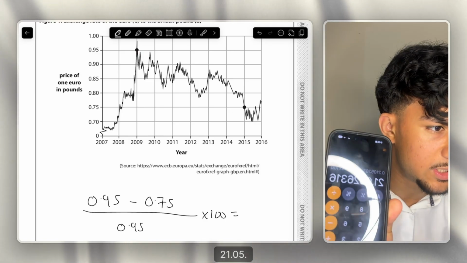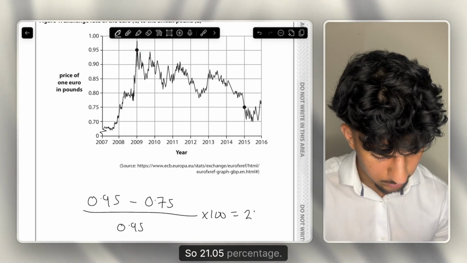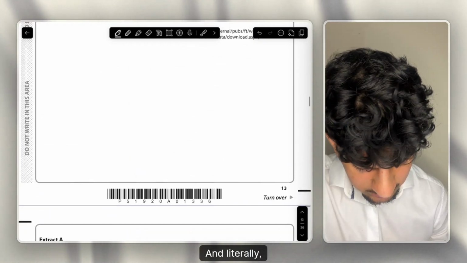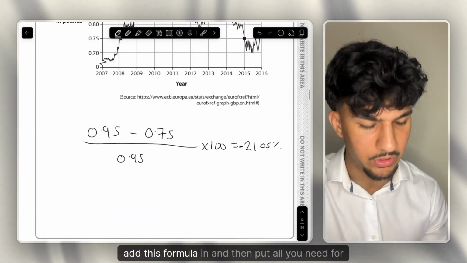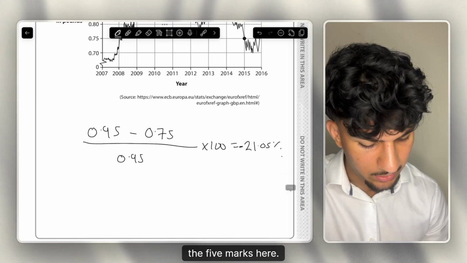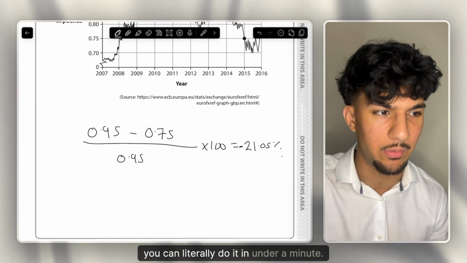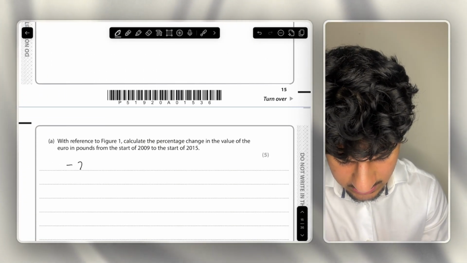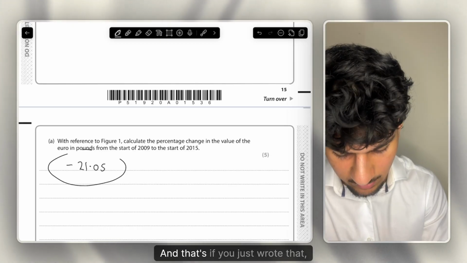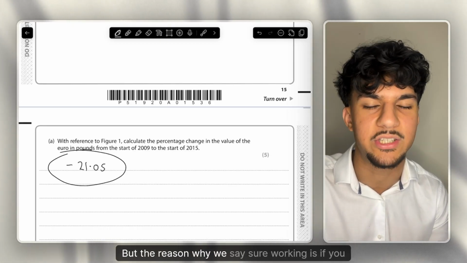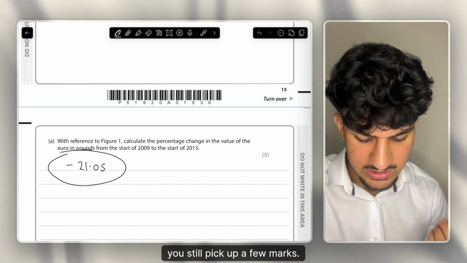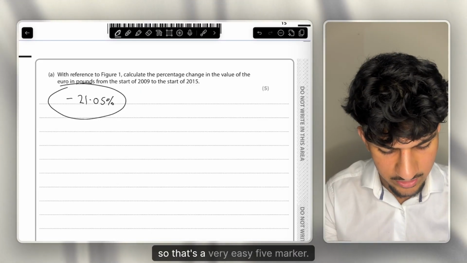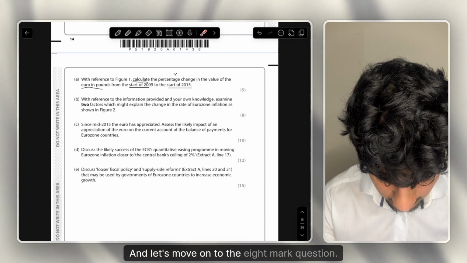And that has given me 21.05, so 21.05%. Like I said, since the pound is depreciated, it's a negative sign. I would of course add this formula in, but all you need for the 5 marks here, and this is why you can literally do this 5 mark question in under a minute, is the answer: the percentage change is 21.05, and that's if you just wrote that, nothing else. The reason we say show workings is that if you get it wrong, you still pick up a few marks. But as long as you do that, and of course the percentage sign, you would pick up the 5 marks. So that's a very easy 5 marker done, and let's move on to the 8 mark question.